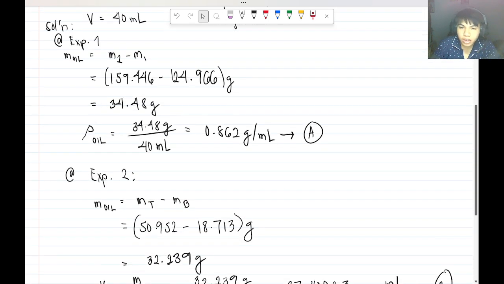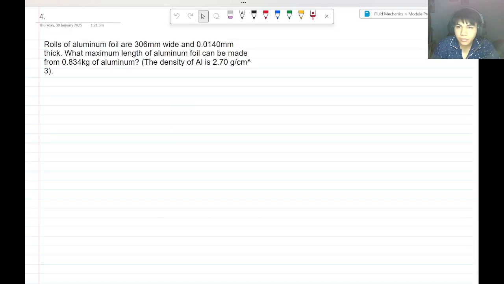Let's move on to the next problem. So for this one, rolls of aluminum foil are 206 millimeter wide and 0.0140 millimeter thick. What maximum length of aluminum foil can be made from 0.834 kilograms of aluminum? The density of aluminum is 2.70 grams per cubic centimeter. And for this one, it might look hard at first since it asks for maximum length, but let me show you how you can deal with these types of problems.